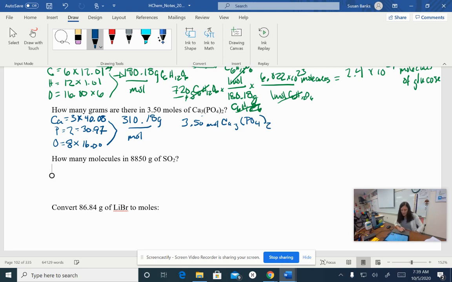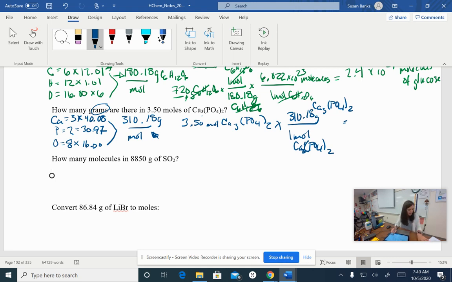Calcium phosphate. Now, I don't want moles, I want grams. So I want to use this conversion factor to cancel out my moles. That means my moles need to go on the bottom of the next step. So in 1 mole of calcium phosphate, I have 310.18 grams of calcium phosphate. Okay, so I'm going to take 3.5 and multiply it by 310.